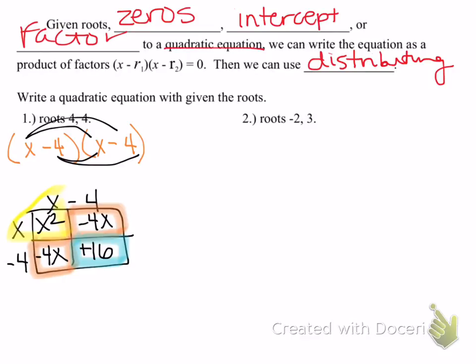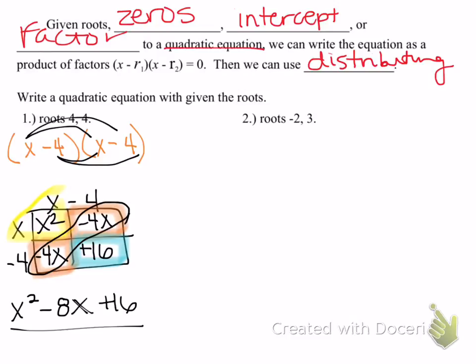The last thing we have to do is just simplify. So I take my yellow box and I write that one first. So I've got x squared. I combine my orange boxes, my diagonal. So negative 4 minus 4 gives me a minus 8x. And then I write my blue box, which is plus 16. And that's my quadratic equation.